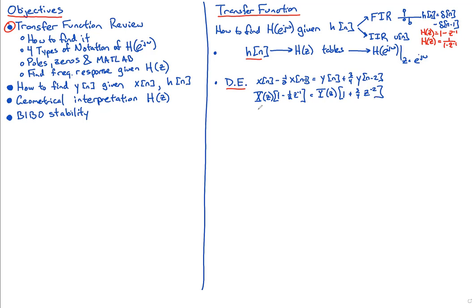And now we can find our H(z) by dividing through. And H(z) is always going to be equal to our Y over our X. So that would give us 1 minus 1/2 z^-1 over 1 plus 3/4 z^-2. And then from there, it would be the exact same as what we did above. Now we've got our H(z). We just replace our z with e^jω, and we get our H(e^jω). How do we do it if we have block diagrams?